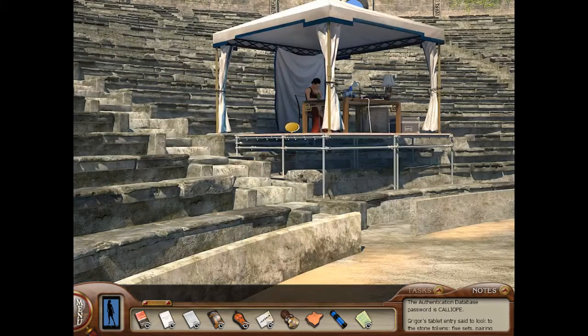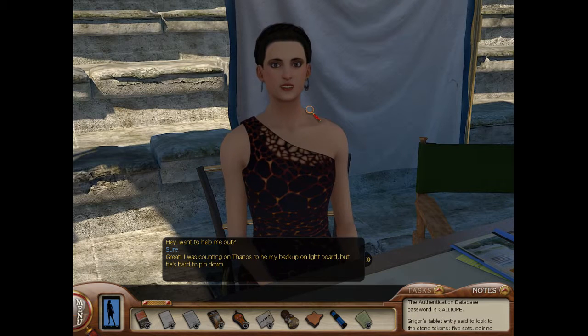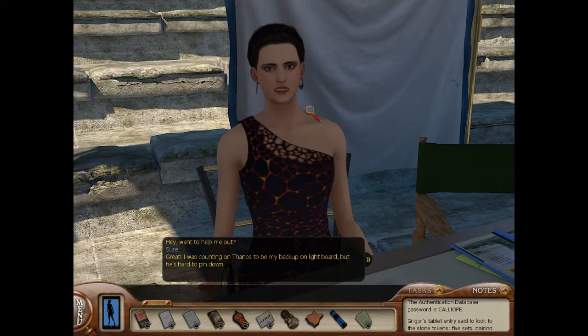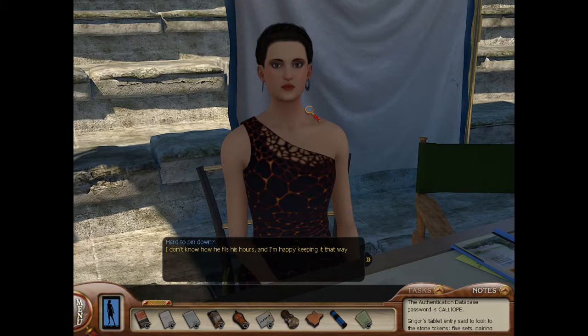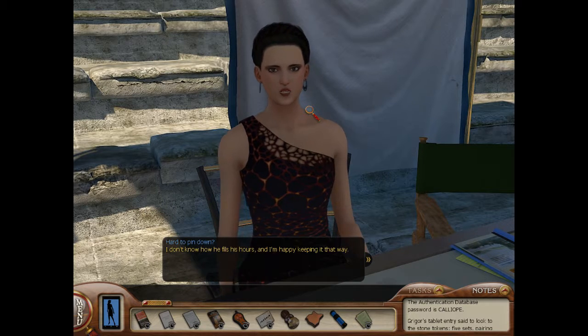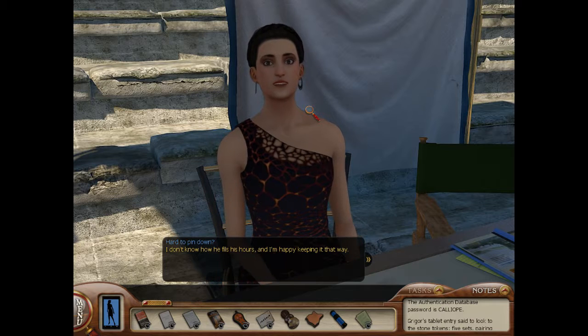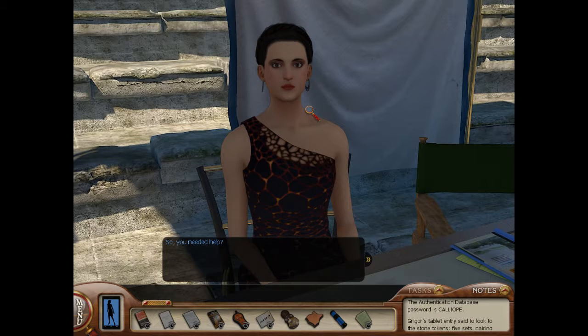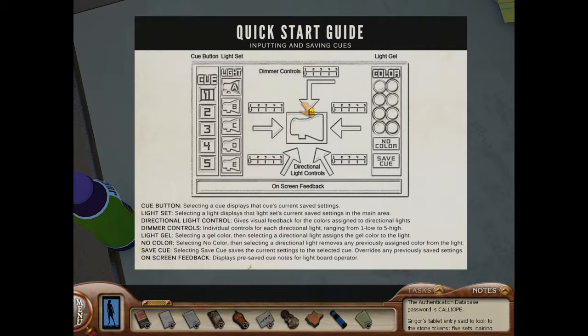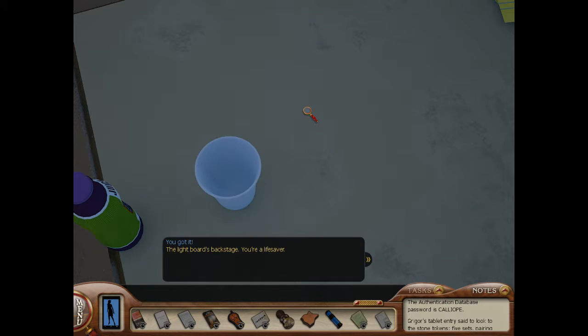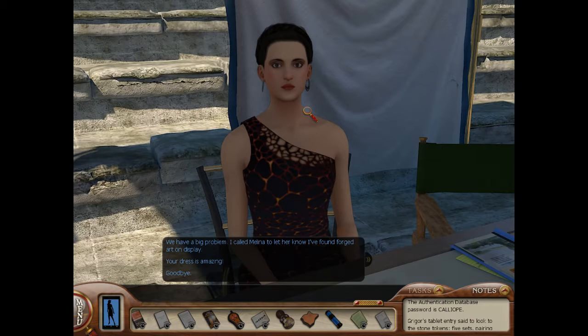Oh, but Xenia's back. She's in a new dress. Hey, want to help me out? Sure. Great, I was counting on Thanos to be my backup on Lightboard, but he's hard to pin down. Hard to pin down? I don't know how he fills his hours, and I'm happy keeping it that way. So you needed help? Here are your notes. You got it. Fantastic. The Lightboard's backstage. You're a lifesaver. Okay.